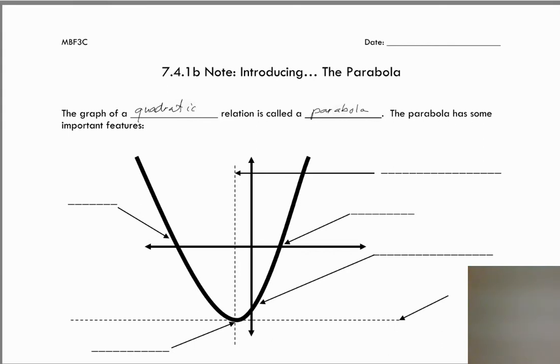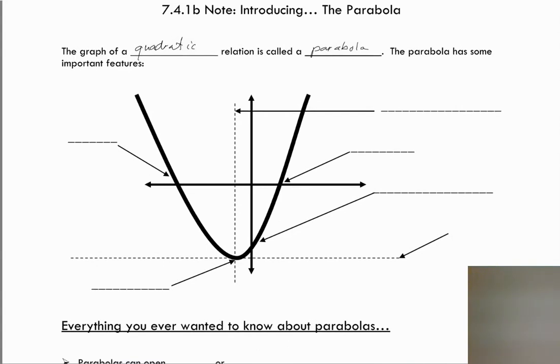The parabola has some important features. Okay, so what could we start with? Let's start with the vertex, right? And the vertex can tell us the max and the min, for example. All right, and this is a coordinate, x and y. Now, what else might we be interested in?